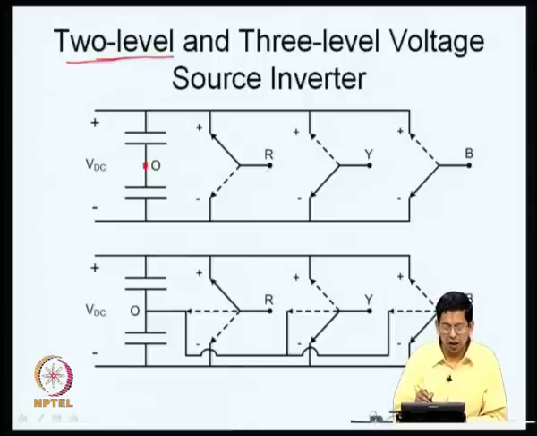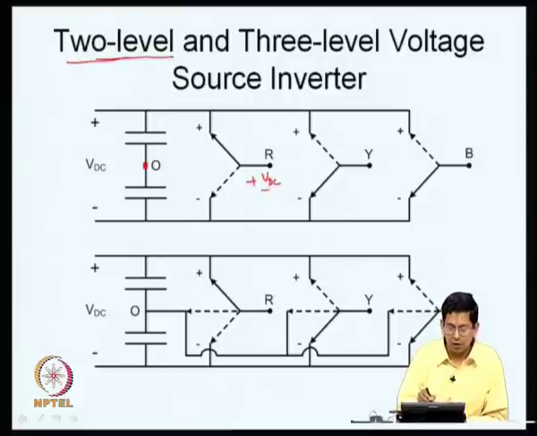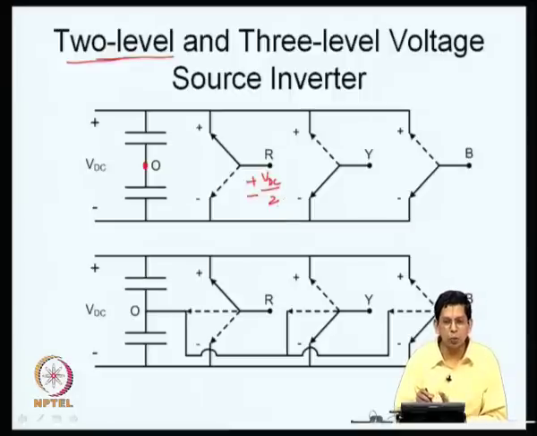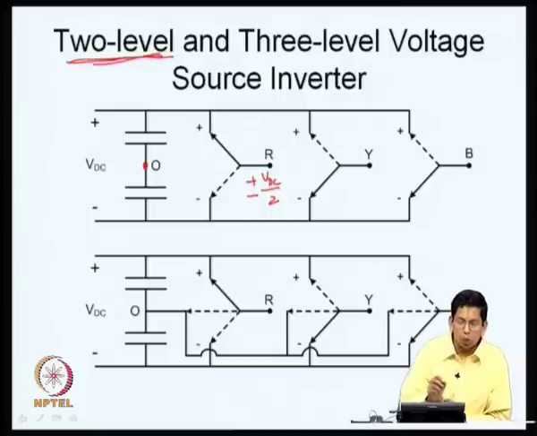So, the potential at R with respect to O can be plus VDC by 2 if R is connected to the positive throw. If R is connected to the bottom throw, it can be minus VDC by 2. So, the potential at R can take 2 values, either plus VDC by 2 or minus VDC by 2, and it can take only 2 values. Hence, we call this a 2-level voltage source inverter.